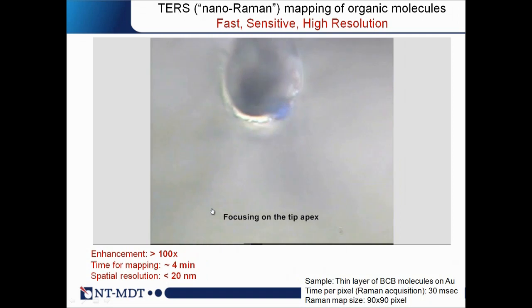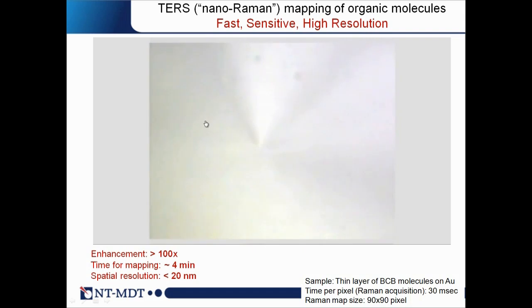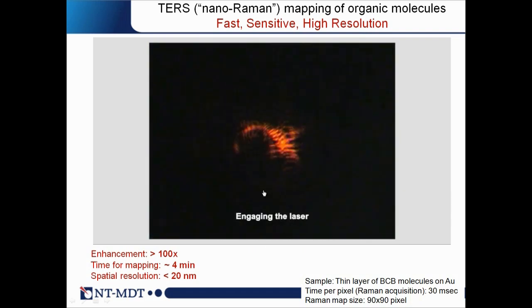Now let's see it. First we start with the tip. This is the tip, a specially prepared tip attached to the tuning fork. This is the end of the tip. Now this is the sample itself. Now we switch on the laser. We switch on the feedback, and after we switch on the feedback, the laser is focused on the sample.